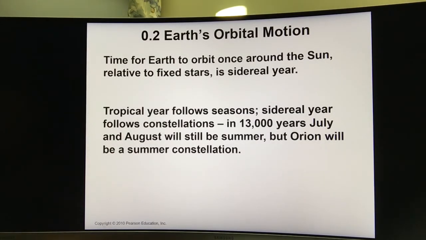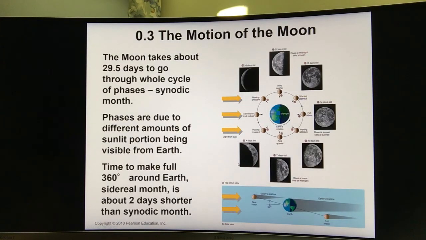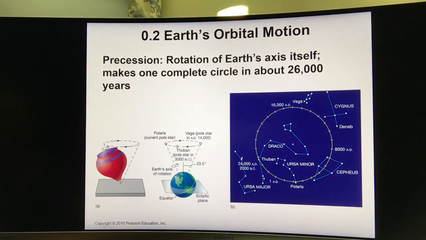So as you can see here, in 13,000 years, July and August will still be summer, but Orion will be a summer constellation. Again, the tropical year and sidereal year, you don't have to worry about it, but the most important concept here I want you to know is that because of the precession of the Earth, the constellations we can see now during that particular season, we won't be able to see some years down the road.